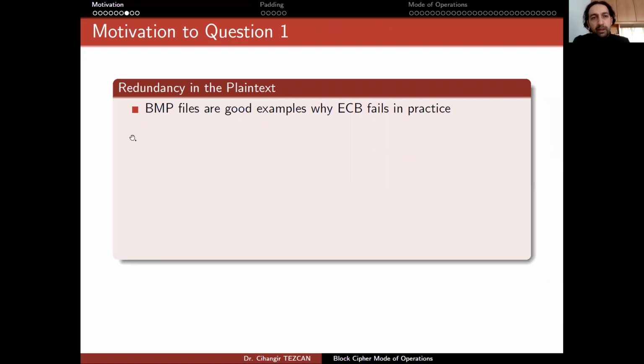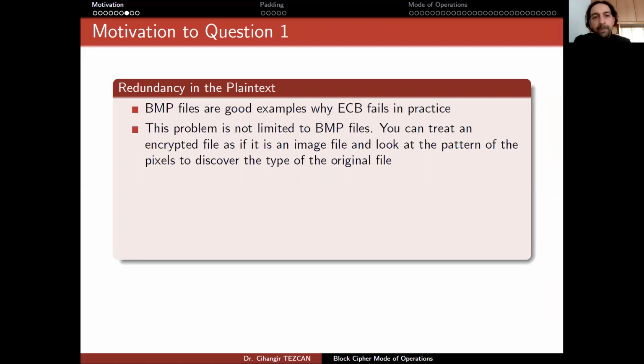So our motivation, let's summarize it. BMP files are good examples of why ECB fails in practice. This problem is not limited to the BMP files. This is something people most of the time miss, because other files can also be identified by just looking at it as if it is an image file. So you can treat an encrypted file as if it is an image file and look at the pattern of the pixels to discover the type of the original file.